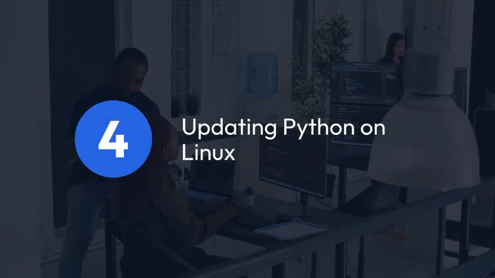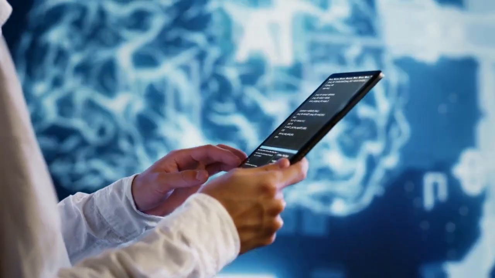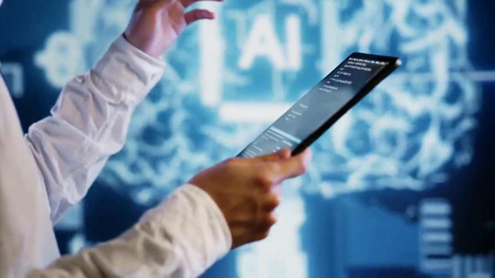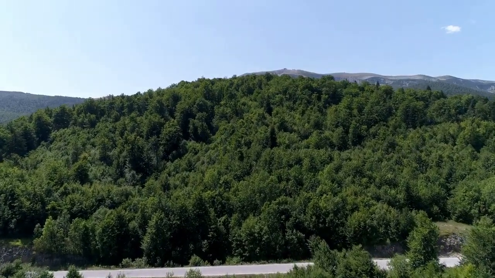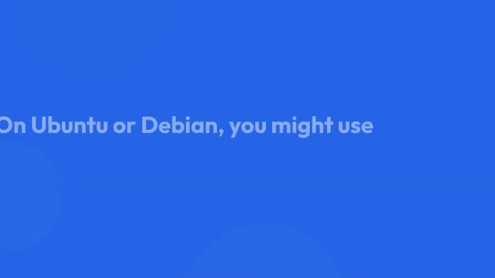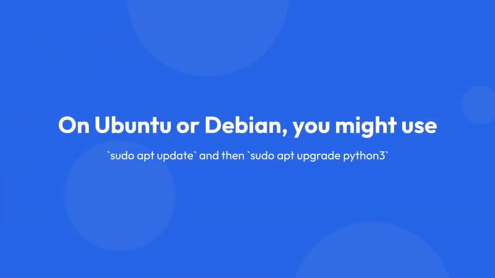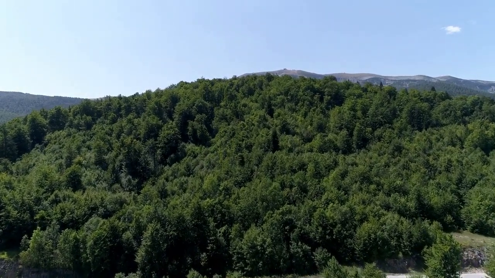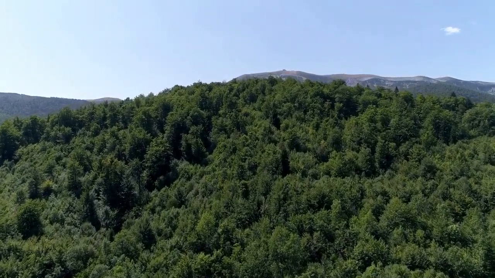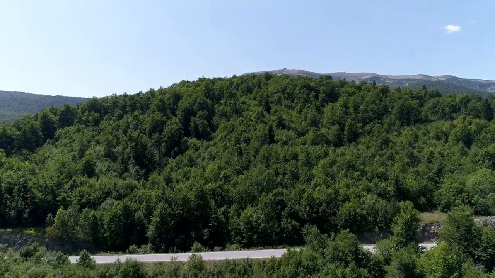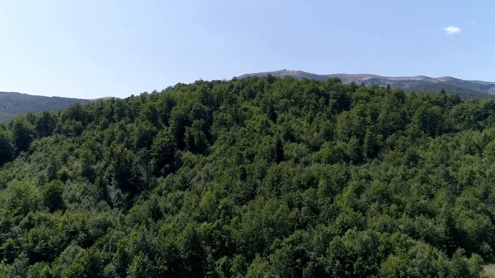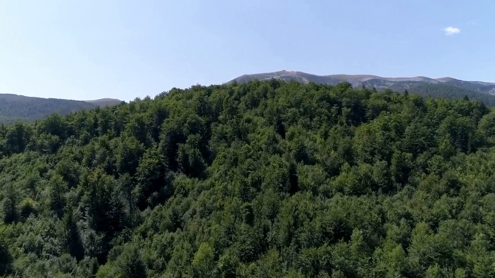4. Updating Python on Linux. The method for updating Python on Linux distributions varies depending on the distribution itself: Ubuntu, Fedora, Debian, etc. Most distributions use their own package managers: apt, yum, dnf. For example, on Ubuntu or Debian, you might use sudo apt update and then sudo apt upgrade python3, or the specific package name for your Python version. Consult your distribution's documentation to determine the exact commands to update your Python installation. Remember to always use sudo before commands that need root privileges. Some Linux distributions might recommend using a virtual environment to manage Python installations, which is considered a best practice.